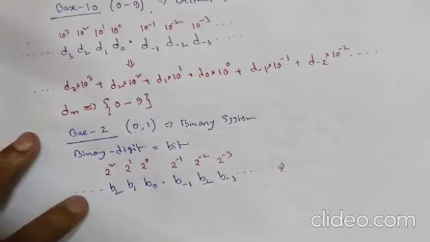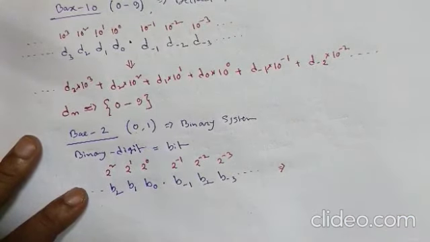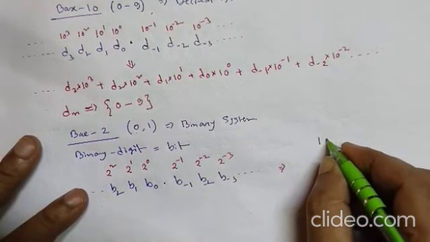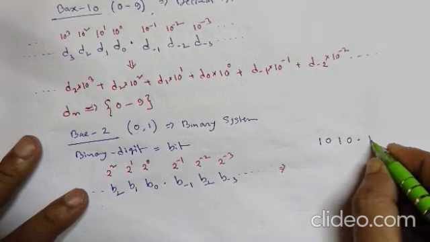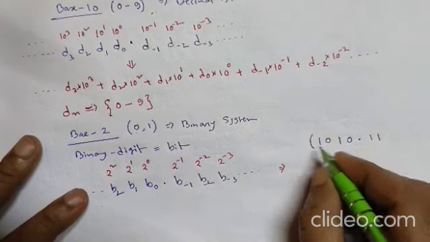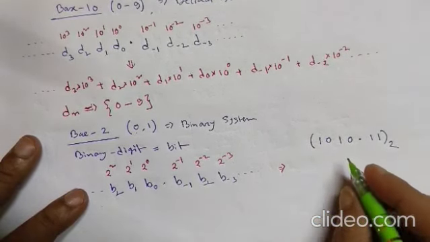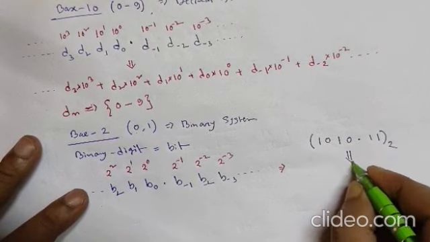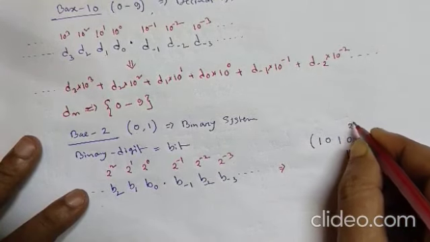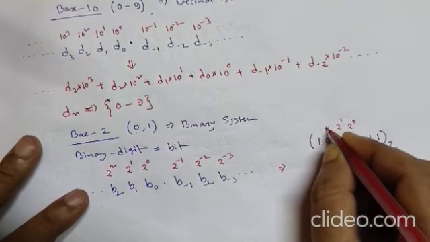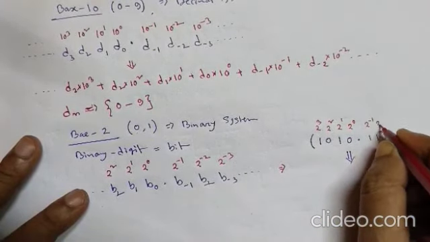Let us take an example to find its decimal equivalent. Suppose I have the number 1010.11, and this is a base 2 system, represented by subscript 2. Now I want to convert it into its decimal form. Before the decimal point I have a weightage of 2 to the power 0, 2 to the power 1, 2 to the power 2 and 2 to the power 3. After the decimal point I have 2 to the power minus 1, then 2 to the power minus 2.